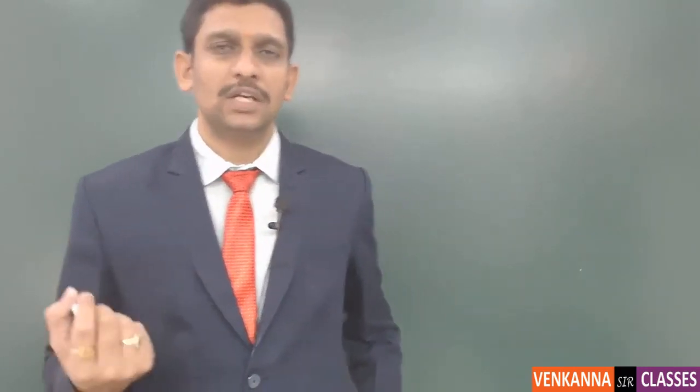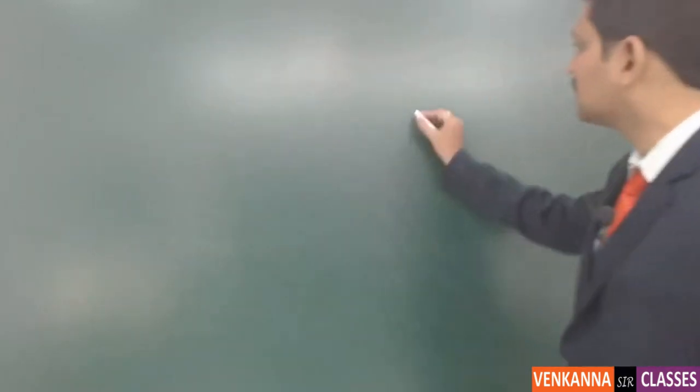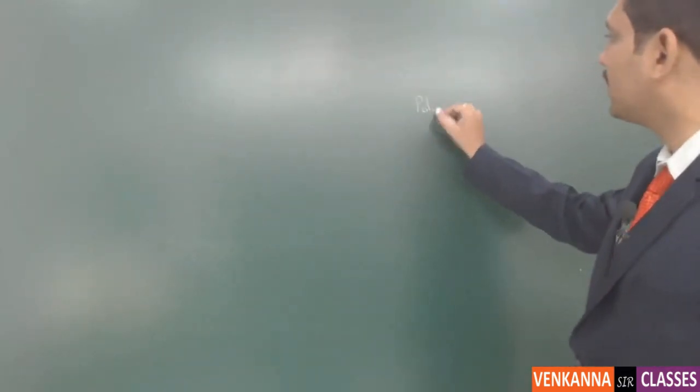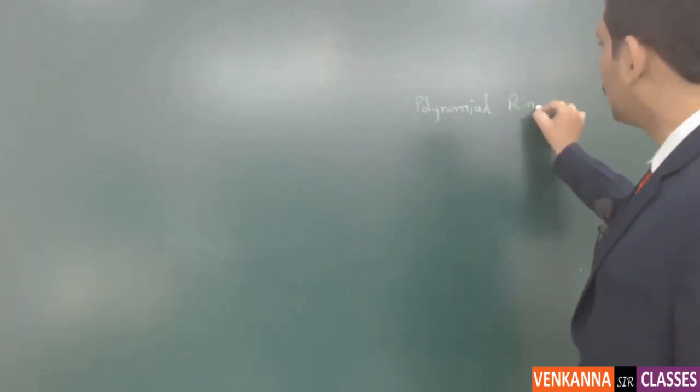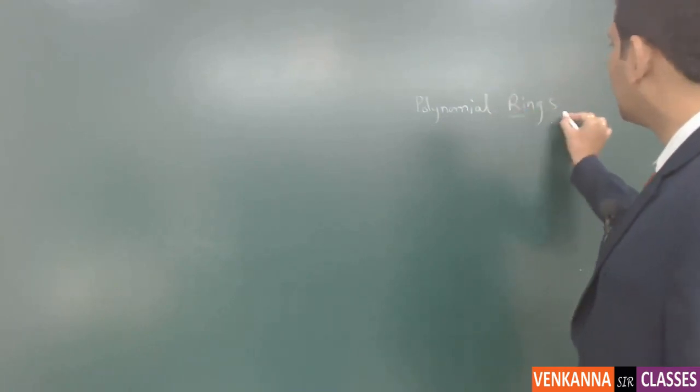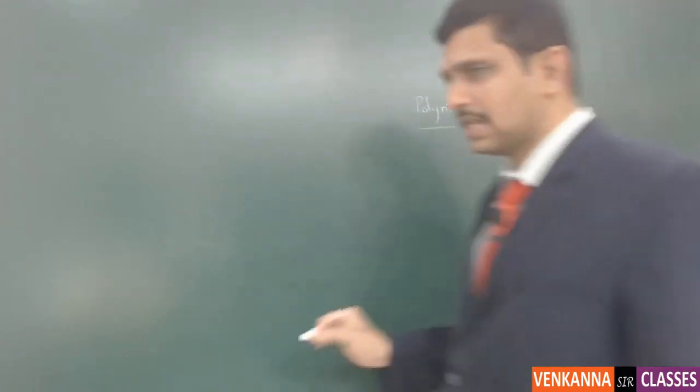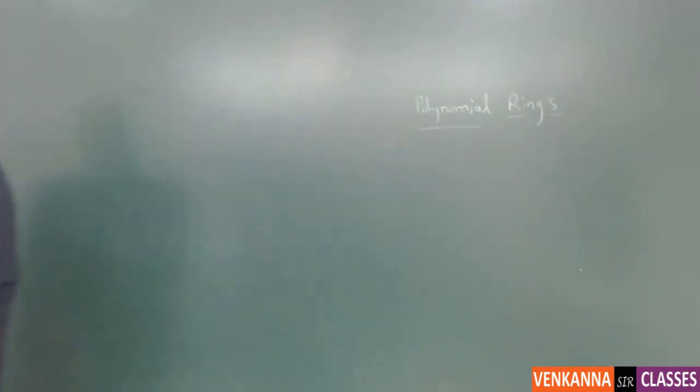So, in the previous class, we discussed some concepts based on Euclidean rings. In today's session, we start the concept of polynomial rings. Before we start, does anybody have any doubts on the previous class? Any questions or doubts for anybody?